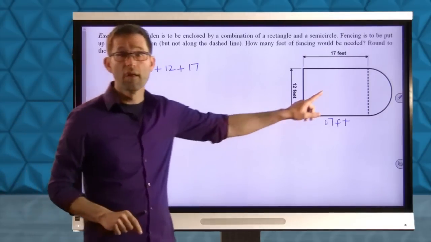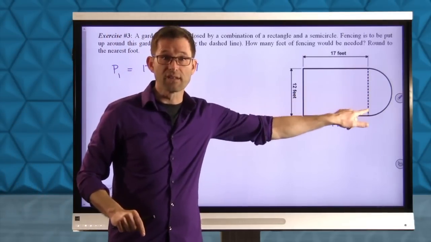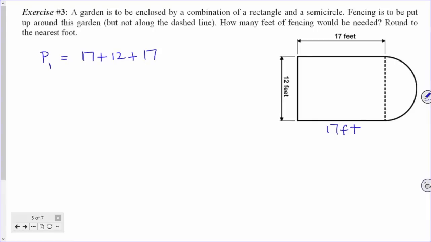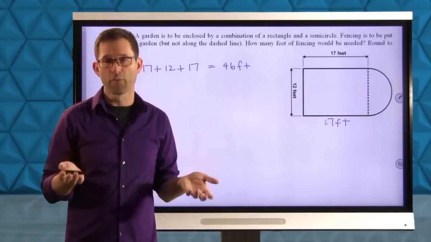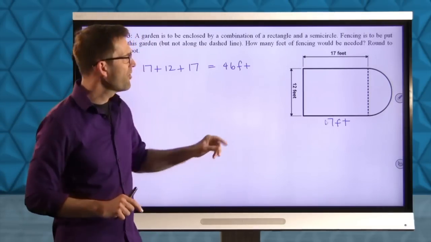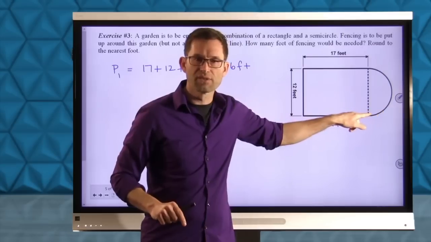But again, note, not an additional 12 there. That is not on the outside of the figure. So that's easy enough. That's going to be 34, 44, 46 feet. And that's just the portion of the perimeter that goes around the rectangle. Now we need to find the portion that goes around the semicircle.